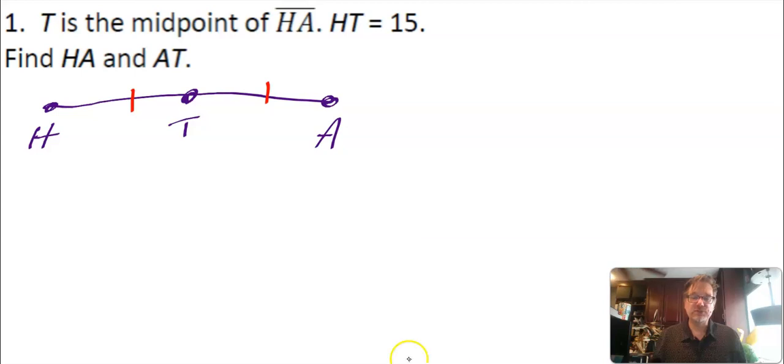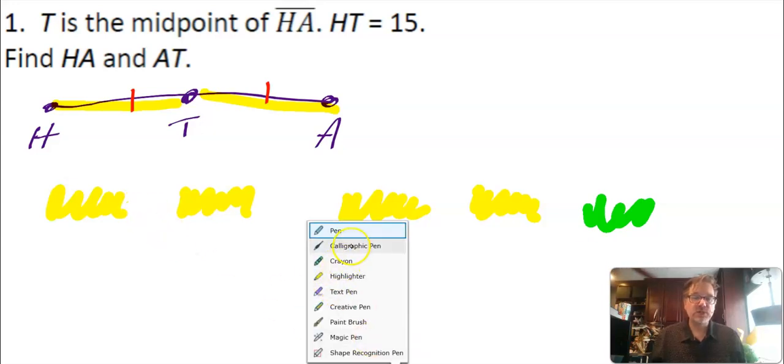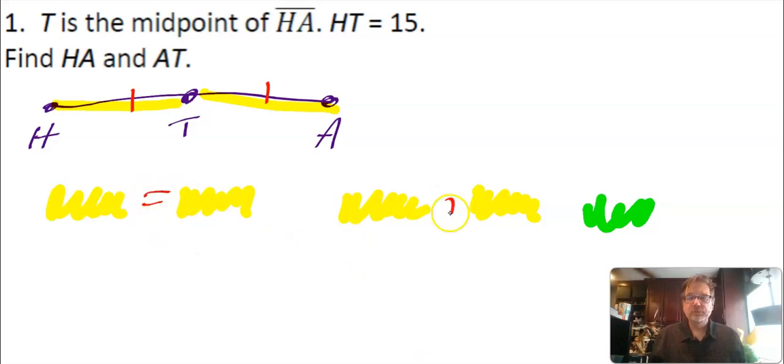I can also put some color on it. So I know HT yellow equals TA yellow. And I know yellow plus yellow equals green. Both of these are true. And as of right now, I don't know which one I'm going to use. I just want to be prepared.